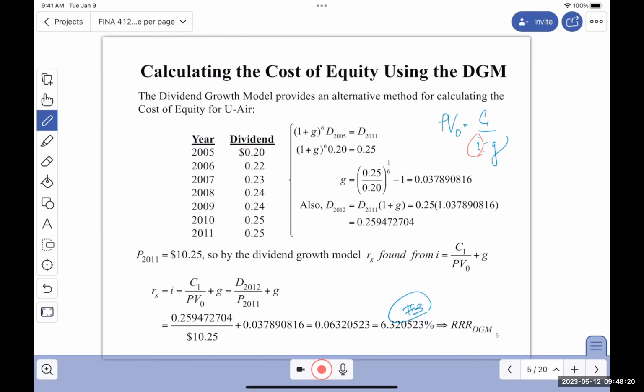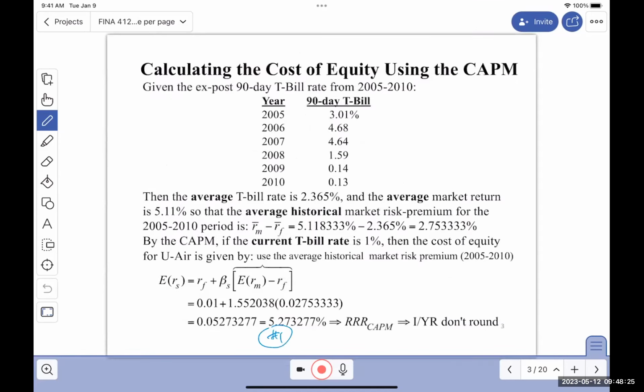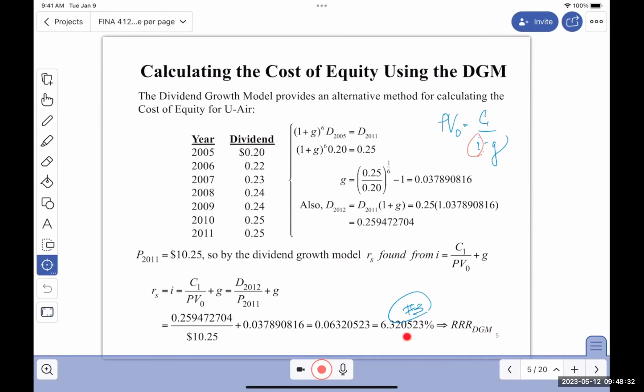So what do you think? No comments? So we talked about 1 and 2, and I said we pick 1 because it's using the most recent data. So 1 was 5.27. The third one is close. It's close, and it doesn't change the decision. We still pick the Bahamas project because it's lower than 10.26, which is the IRR, right? Everything is being compared to the IRR.